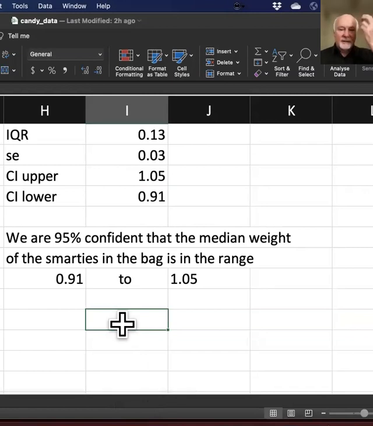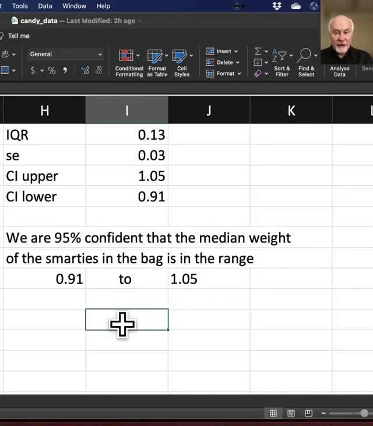The strict interpretation is this: if I repeated this procedure 100 times, so 100 times I took a random sample of 11 Smarties from the bag, then I would expect that at least 95 out of those 100 times, the median weight of my sample would be between 0.91 and 1.05 grams. That's the strict interpretation.